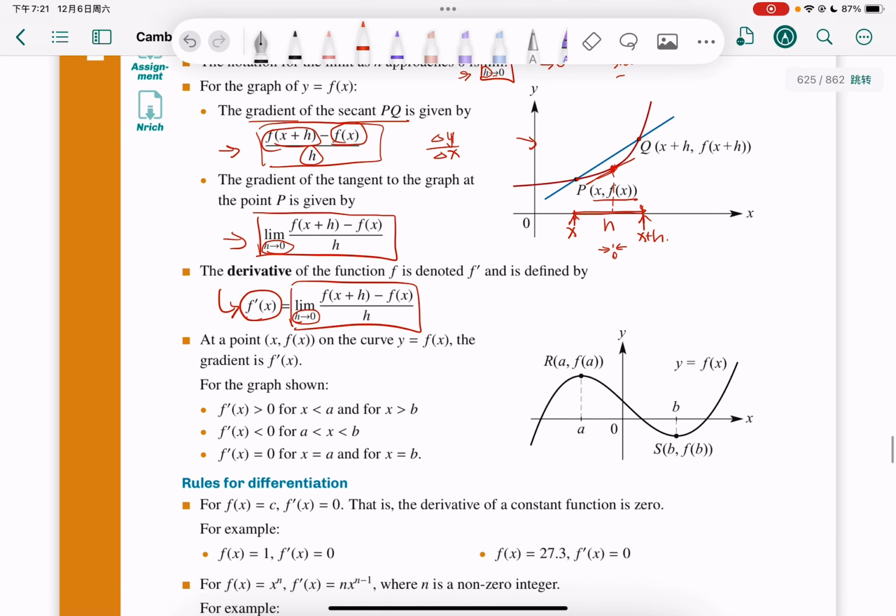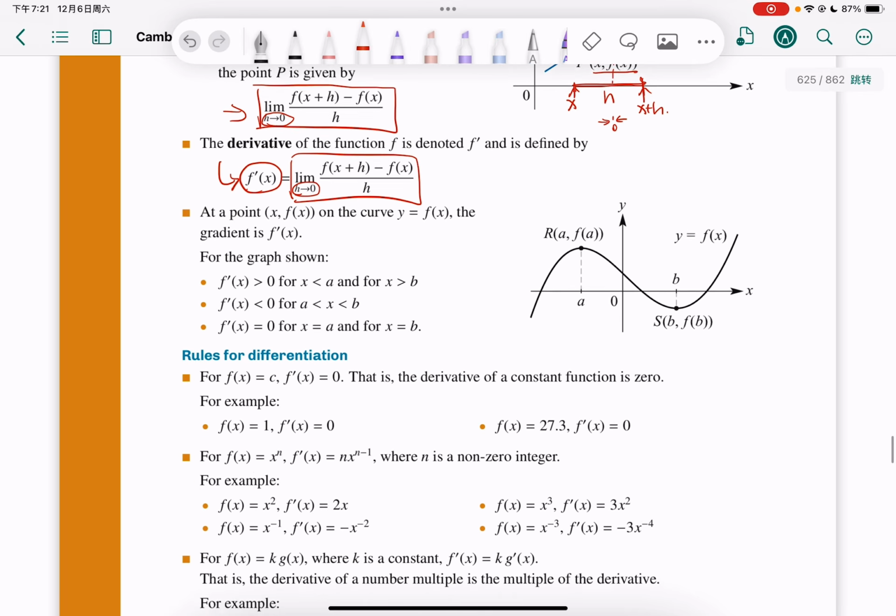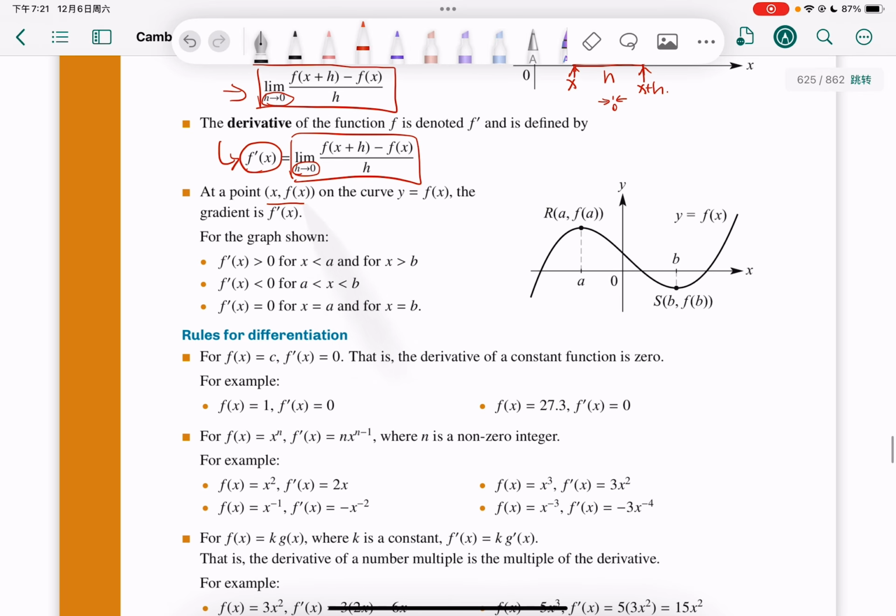Okay, let's move on. At a point (x, f(x)) on the curve y equal to f(x), the gradient is the derivative at x, which we just talked about. For the graph over here, the derivative of f(x) is larger than 0 for all x smaller than a, and for all x larger than b. Let's see.